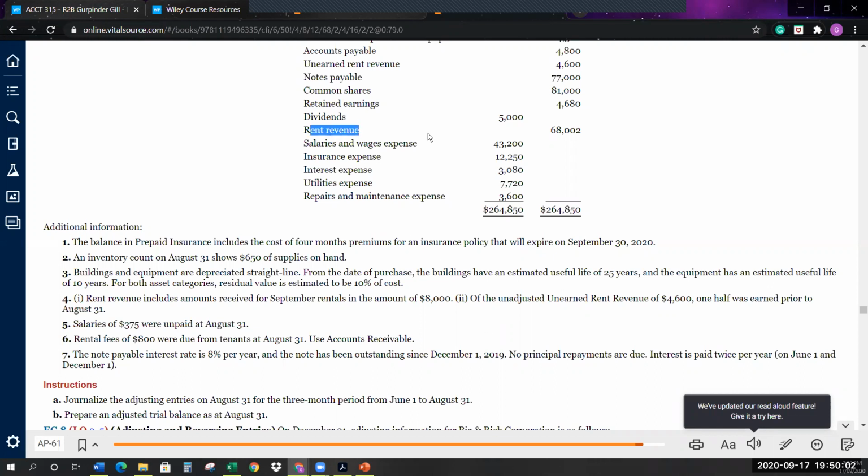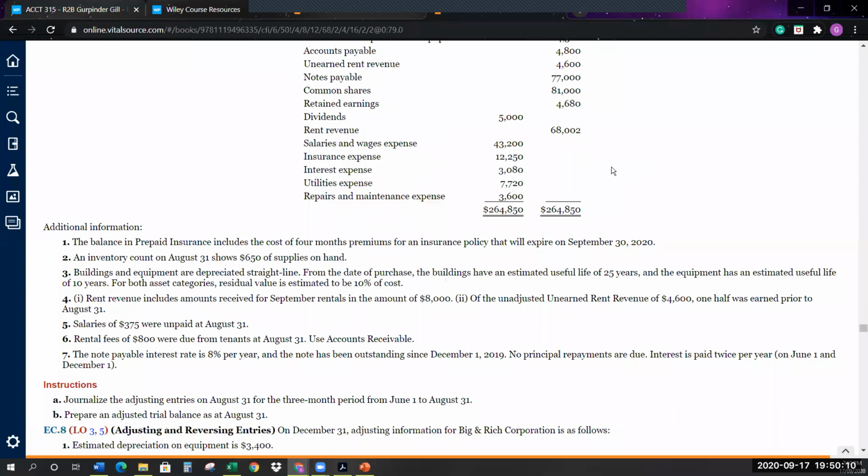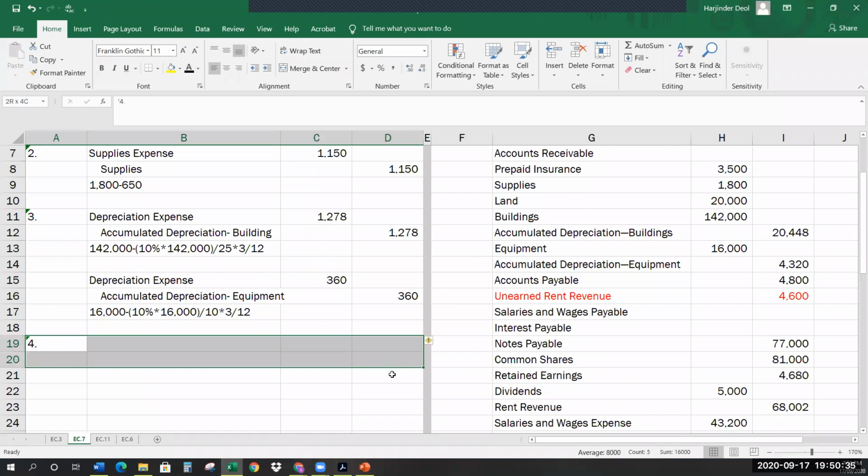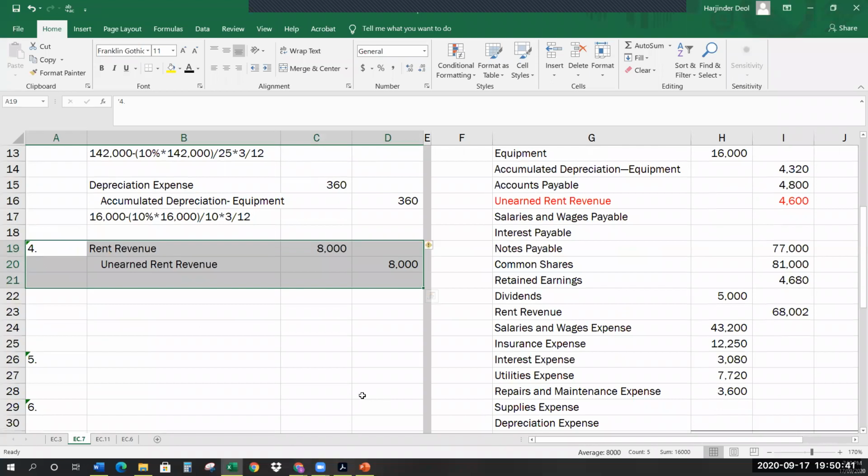So this rent revenue of $68,002 includes $8,000. Is there anything wrong with that? We haven't earned it yet. You haven't earned it yet. Perfect. That means you cannot call it your revenue. Okay, so that means your revenue is overstated, which is wrong. So we have to bring this guy down. So we are going to debit the rent revenue and credit unearned revenue liability because it's a liability. Someone paid us in advance and we owe them a product or a service.